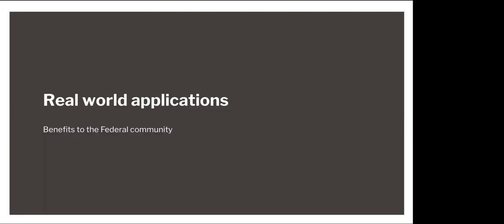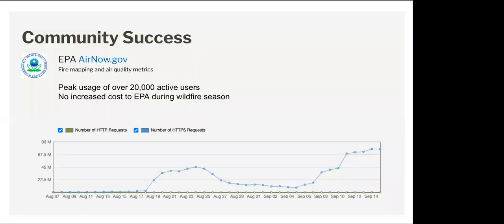Thanks, Carlo. Now let's talk about how the real world applications have benefited the federal community taking these approaches that we've talked about. airnow.gov is a public service providing access to fire maps and air quality metrics. During wildfire season, cloud.gov used the cost saving strategies we shared today to help EPA optimize their cloud usage.